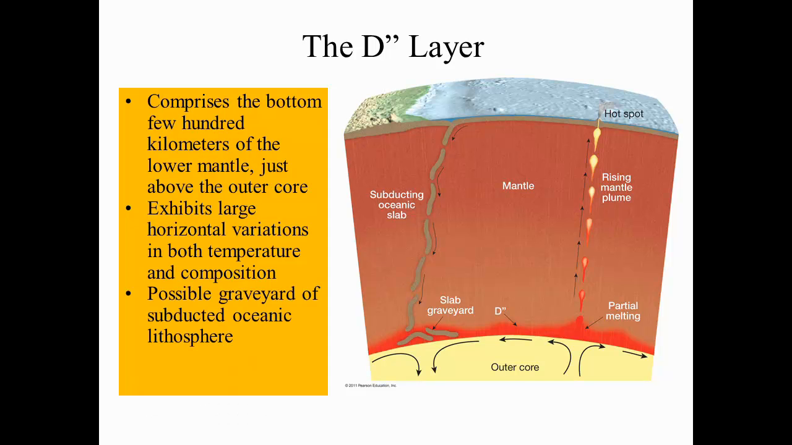The D-double prime layer is thought to be the possible graveyard of subducted oceanic lithosphere, and what's more, also constitutes the birthplace of some mantle plumes that originate at the mantle core boundary. And these plumes will then rise through the overlying mantle and eventually impinge upon the base of oceanic lithosphere, creating these hot spots, of which, again, the island of Hawaii tends to be a good example.